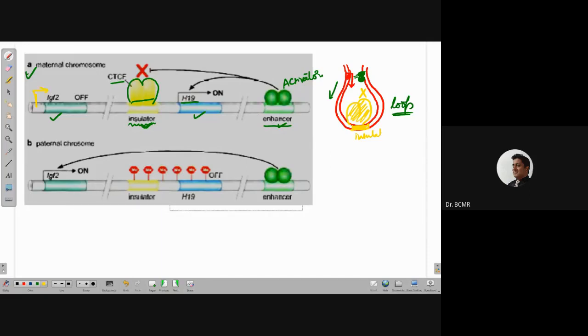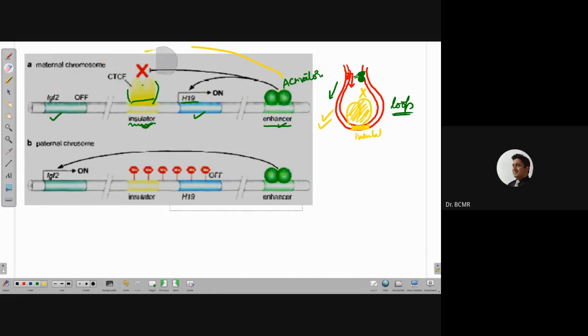So the expression of IGF2 requires the activators. Okay, if the activators should interact with IGF2, then the DNA should have looped, something as shown here. Okay. Whether looping is allowed or not is dependent on whether CTCF is bound on the insulator or not. Okay, let's finish off what happens in each of the cases, and then probably we'll be able to understand what we mean.